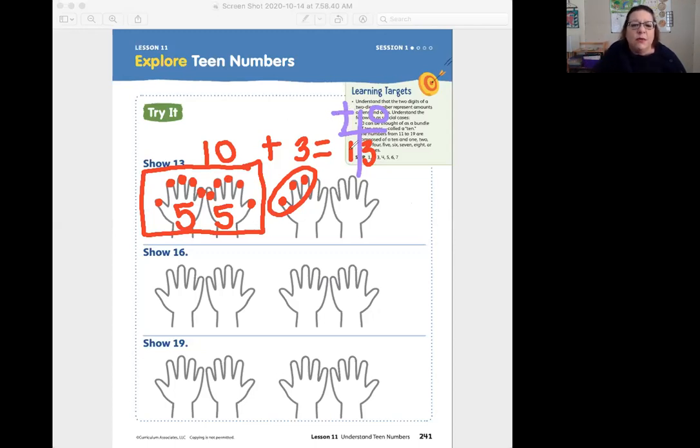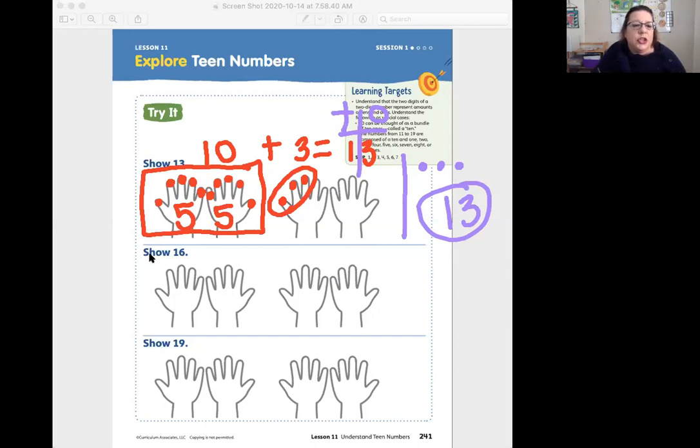So we have 10s. How many 10s? We have one group of 10. And we have 1s. How many 1s? 3 1s. So we have one group of 10 and 3 1s, and the total value is 13. Okay, let's go on to the next one. I'm going to grab a different color here.